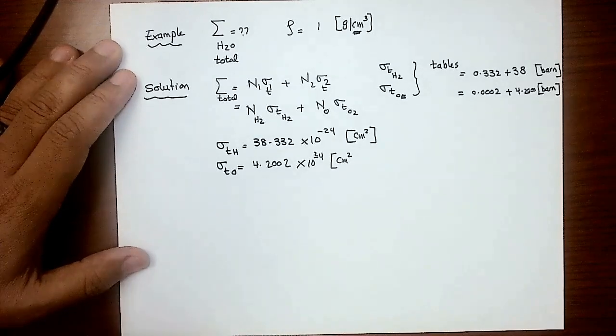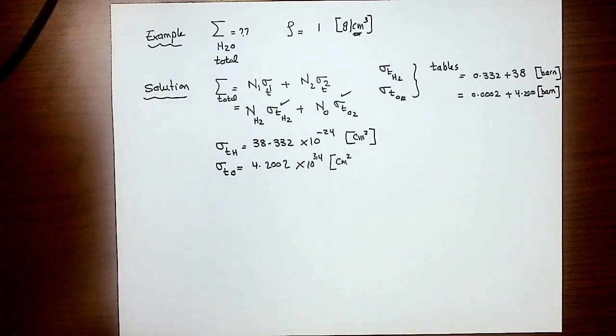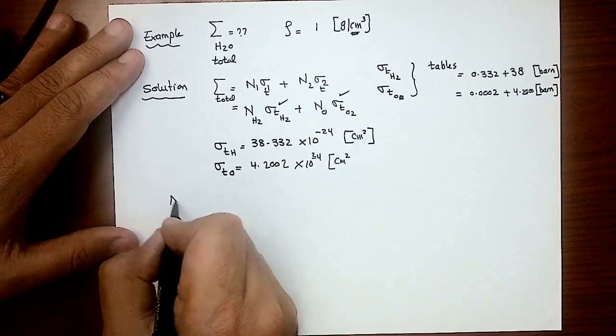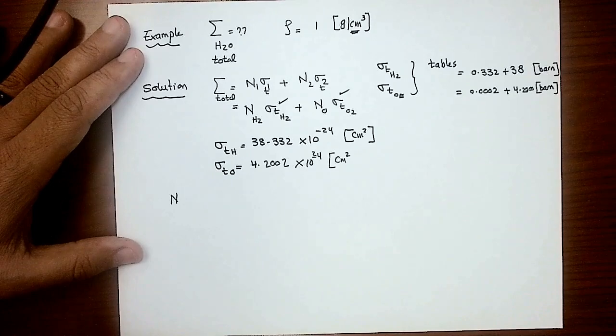Okay. So I have this sigma total here. Now, how do we get the number density of each one of these atoms? How do we get N for hydrogen? How to get the number density of hydrogen?